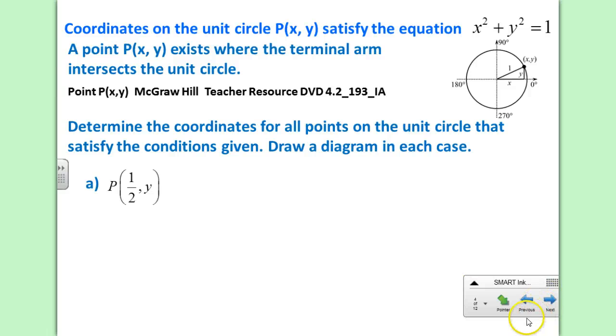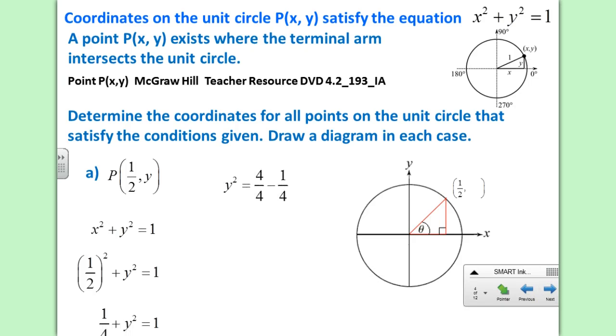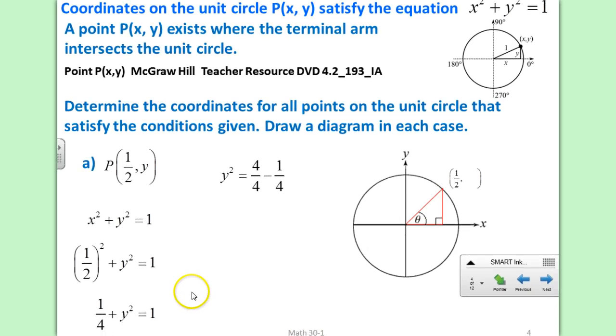So in other words, what point would have an x value of 1/2 on the unit circle? Well, let's see. If it's got an x value of 1/2, that means it's over on the right. And so if I just simply use Pythagoras' theorem, that's pretty straightforward. (1/2) squared plus y squared equals 1. So that means that 1/4 plus y squared equals 1. That means that y squared equals 3/4. That means y, whoa, I took the square root, so I need to include plus or minus.